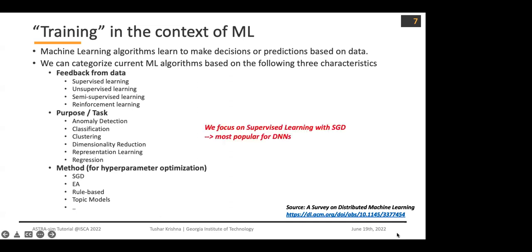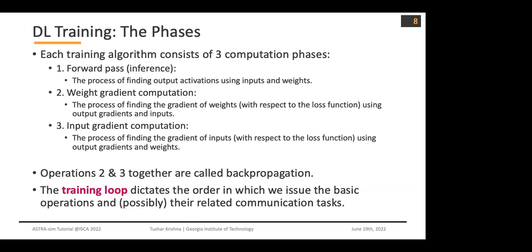And this interesting survey article does a very good job of talking about a lot of these methods. We are going to be focusing essentially on supervised learning with stochastic gradient descent, which is the most popular thing for DNNs. So when we say training here, we really talk about supervised training with SGD. Training essentially consists of three computation phases. There's the forward pass or inference. And then there is the back pass, which includes the weight gradient and the input gradient computations, right? And we'll use a term called training loop a lot of times today. The training loop dictates the order in which we issue these basic operations and possibly their related communication tasks.